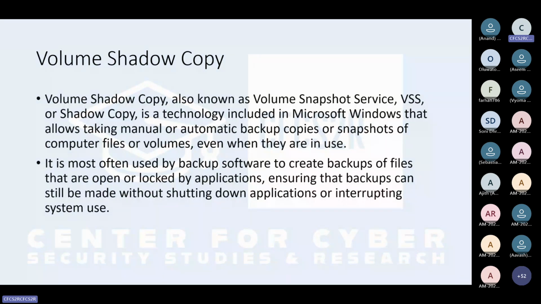It's a technology included in Microsoft Windows that allows taking manual or automatic backup copies or snapshots of computer files or volumes, even when they are in use. It is most often used by backup software to create backups of files that are open or locked by the application. By using volume shadow copy, you're able to know how many backups there are in the system, the time of each backup, and the users who have taken the backup. These are the important things that can be accessed using the volume shadow copy.